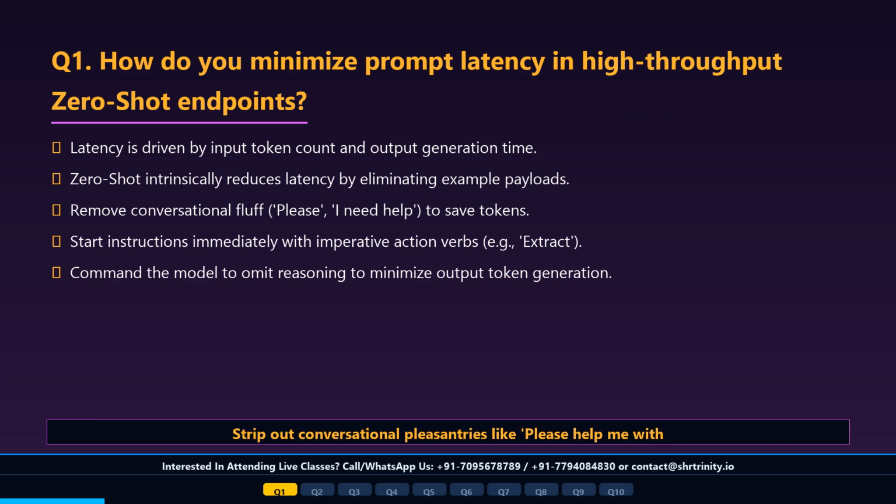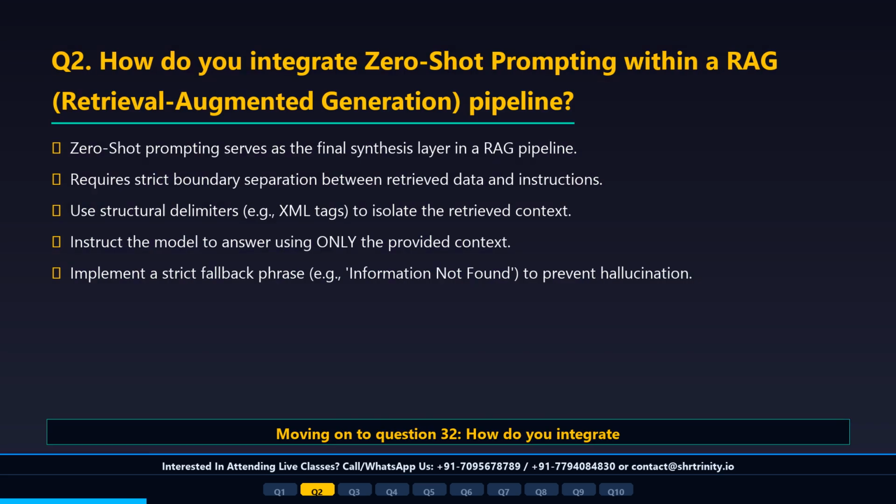Strip out conversational pleasantries like "please help me with this." Use imperative verbs immediately at the start of the prompt: extract, summarize, format. Furthermore, minimize output token count by explicitly instructing the model to avoid explanations, output the answer only. Do not provide reasoning. By compressing both the input syntax and restricting the output verbosity, you drastically accelerate the endpoint's execution speed. Moving on to question 32, how do you integrate zero-shot prompting within a RAG pipeline?